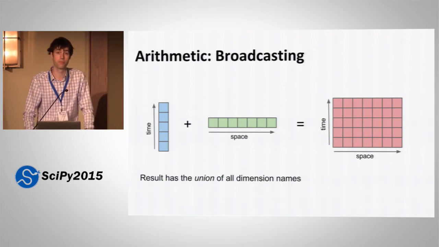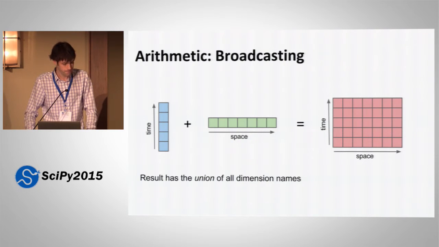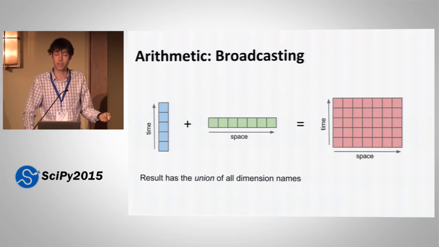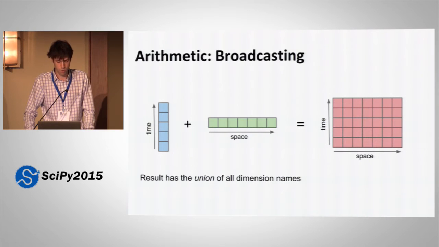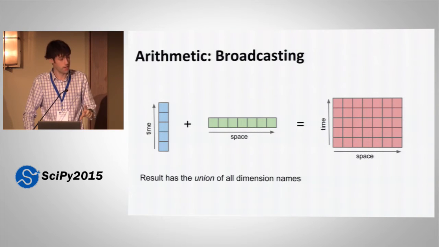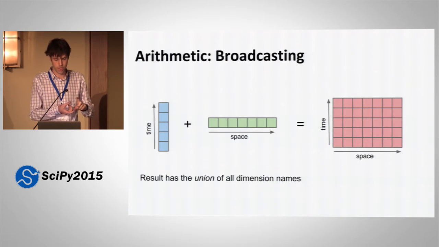We also make use of the labels in arithmetic for our broadcasting. This is based on the NumPy feature, where in NumPy the ordering of dimensions matters. NumPy does not know how to add two arrays with a different size because it doesn't have that metadata. In xray, if you add an array with the time dimension and the space dimension, you get something with time and space. So we can match things up by dimension name.